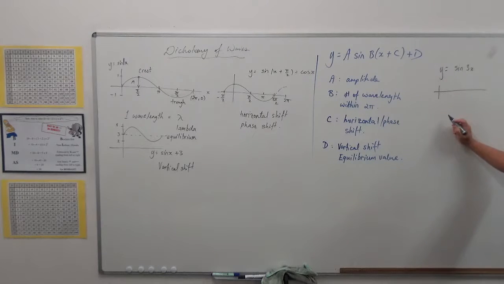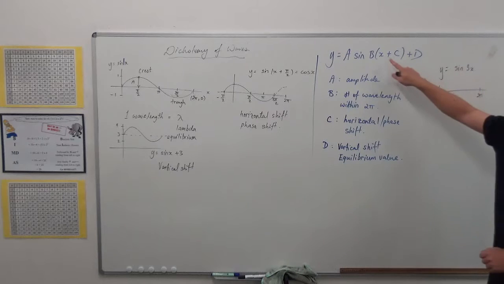That it will be shifted upwards 3? Wrong. The amplitude is 3? No. Oh, it'd be really compressed. That's right. It's the b value.